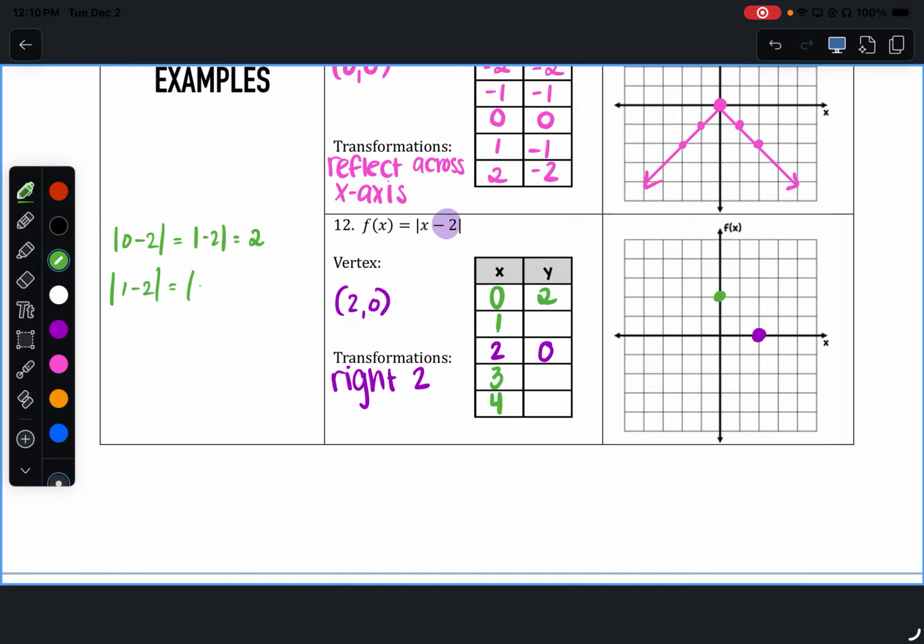And from this point, I could go up 1, 2 over 1. Go up 1, 2 over 1. And that gives me half of what this graph will look like. Okay, so if I wanted to do the same thing on the other, yes ma'am?